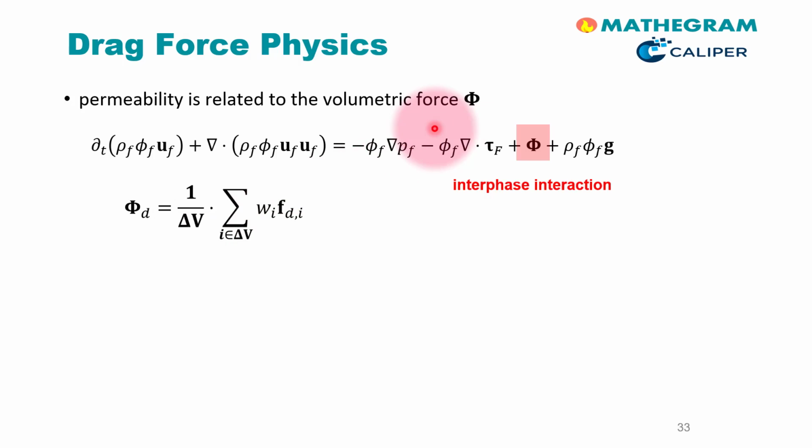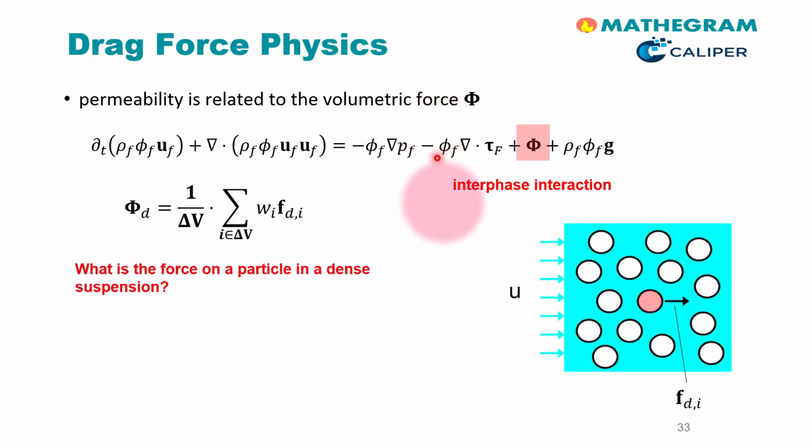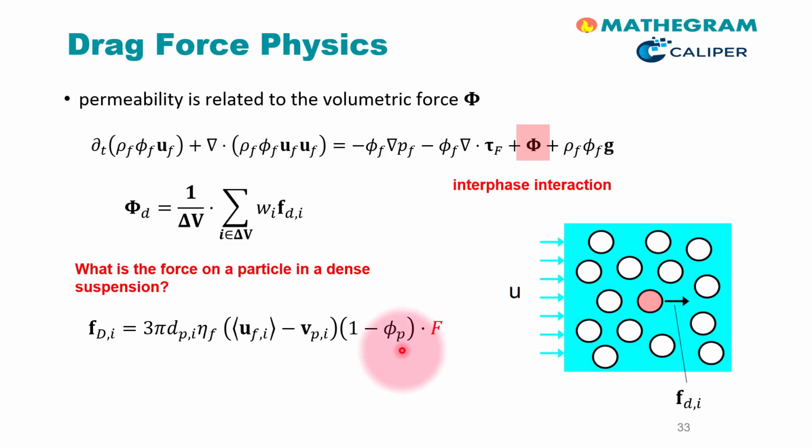Hence, we can next ask the question, what is the force on a particle in a dense suspension that has a relative velocity u compared to the particle? The situation that we want to consider is shown here on the right, and the particle of interest is shaded here in red. A large research community has worked on theoretical expressions for this drag force and, fortunately, has agreed on the form that you see here on the bottom.